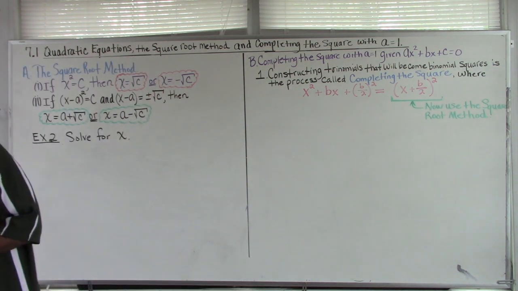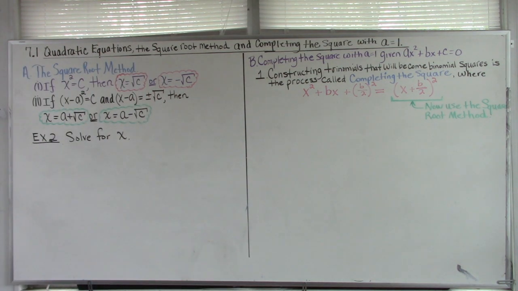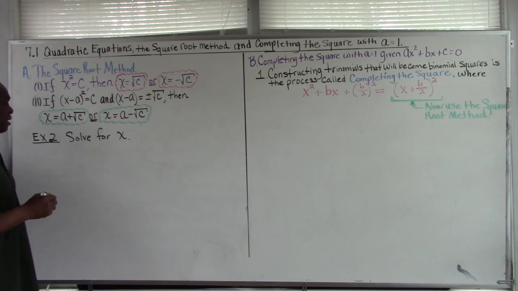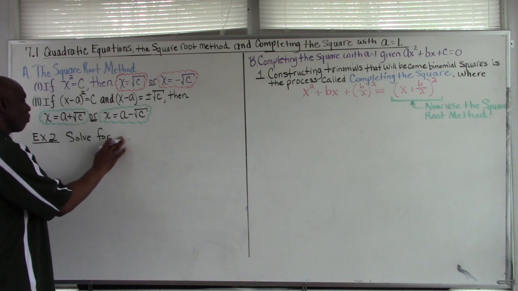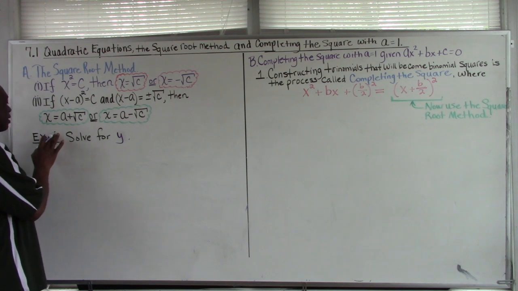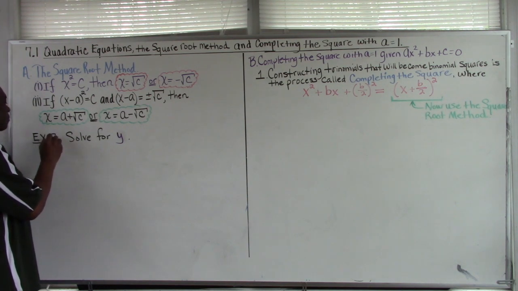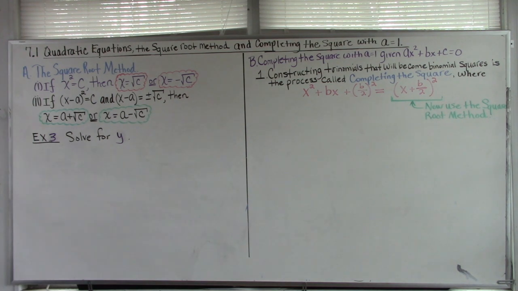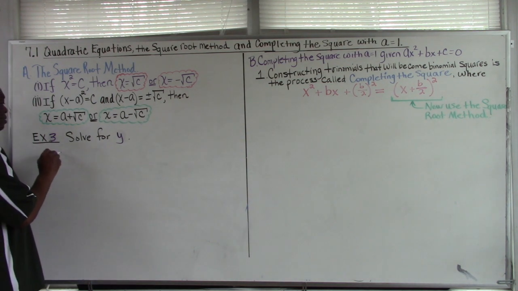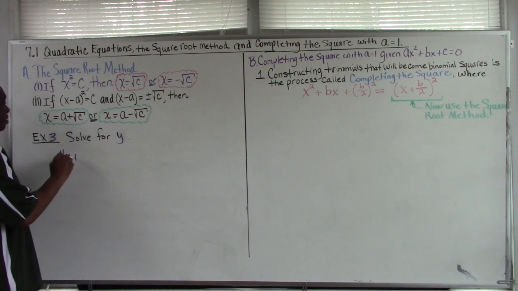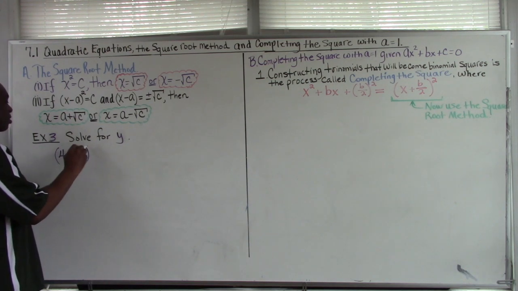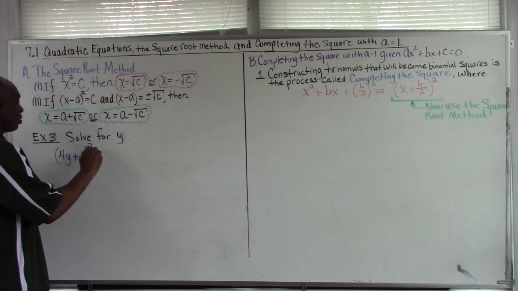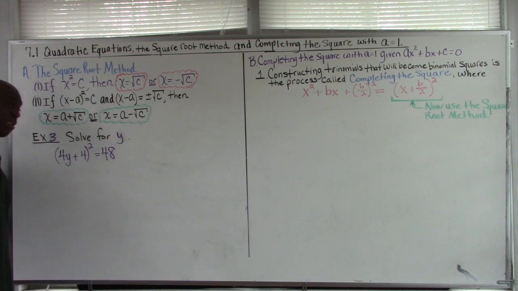Example 3. Let's see. What's example number 3? All right, how about, let's switch this up. Let's solve this time for y. Solve for y. Example 3. What if we have 4y plus 4 squared equals 48. Solve it for y.